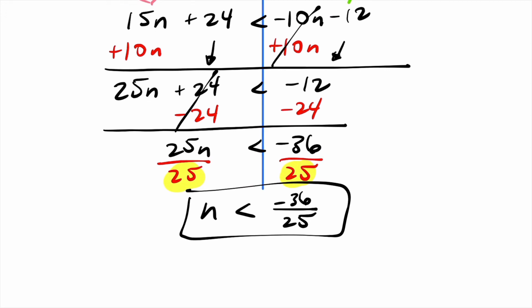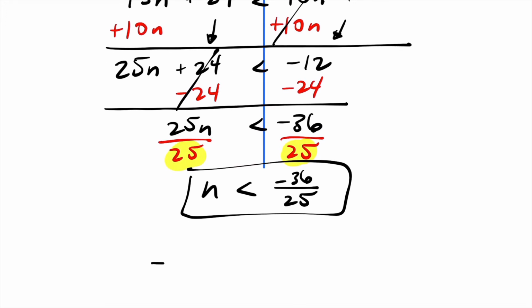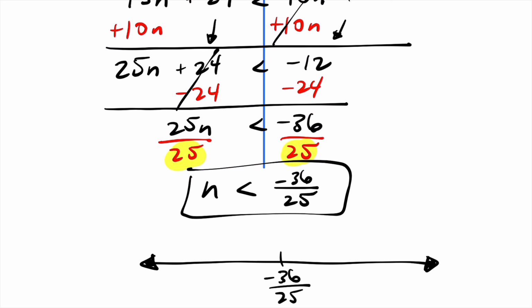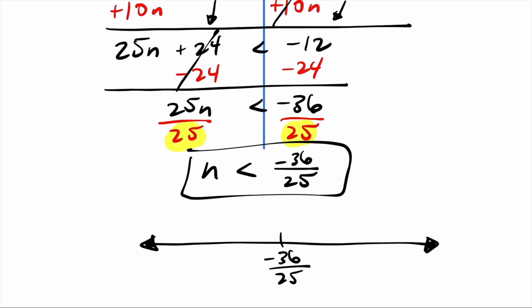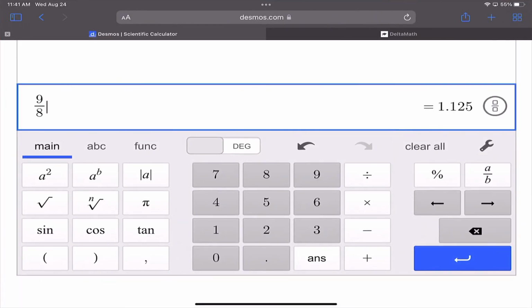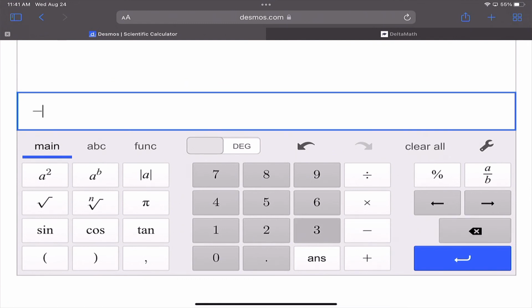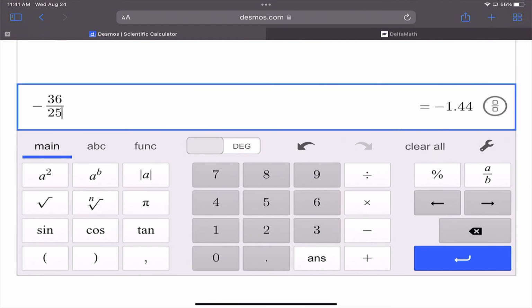Letters on the left, numbers on the right, Delta Math is happy. It's an ugly answer. Well, we've gotten ugly answers before. It goes front and center. Okay, so I'm going to go to my calculator and figure out what kind of decimal it is. I'm not going to write it down. It's going to help me. 36 divided by 25, negative 1.44.